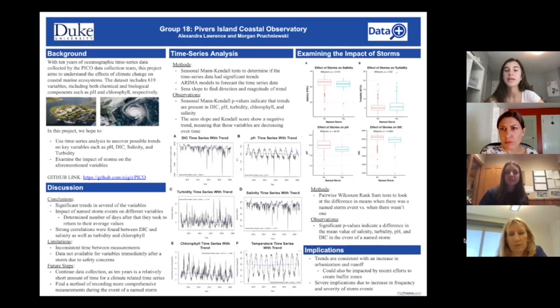And then some implications of our findings were that several of our trends were consistent with an increase in urbanization and runoff. However, the severity of them could have been impacted by efforts to create buffer zones, but that would require further analysis. And the most severe implication that I think we found from our research was that with the increase in frequency and severity of storm events due to climate change, our research that we did on how long after a storm event these different values can differ from their average is really important to consider.